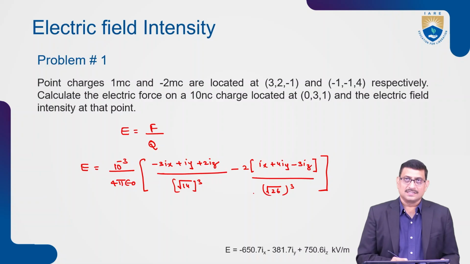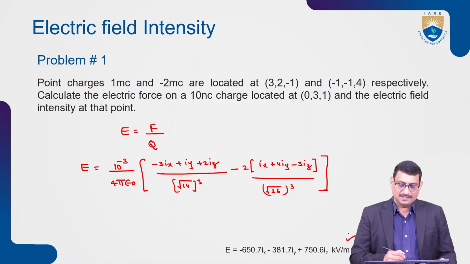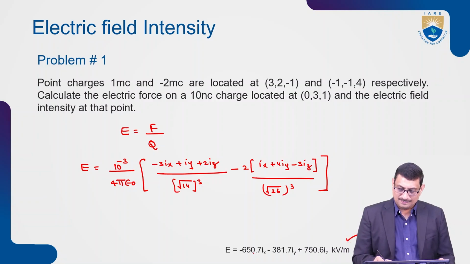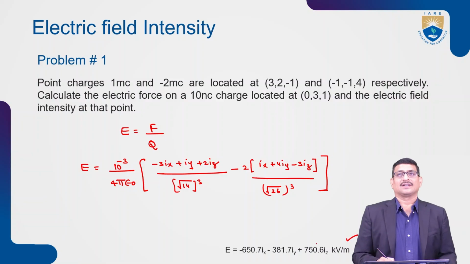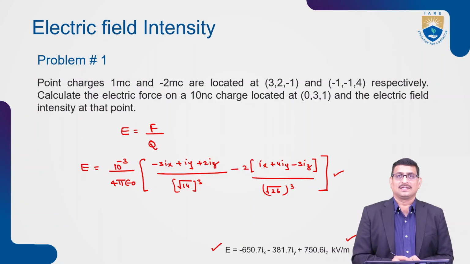If you calculate this, we may get this answer: E equal to minus 650.7 Ix minus 381.7 Iy plus 750.6 Iz kilovolt per meter. So if you solve this expression, you need to get this answer. So this is how we can calculate the force or the electric field intensity.